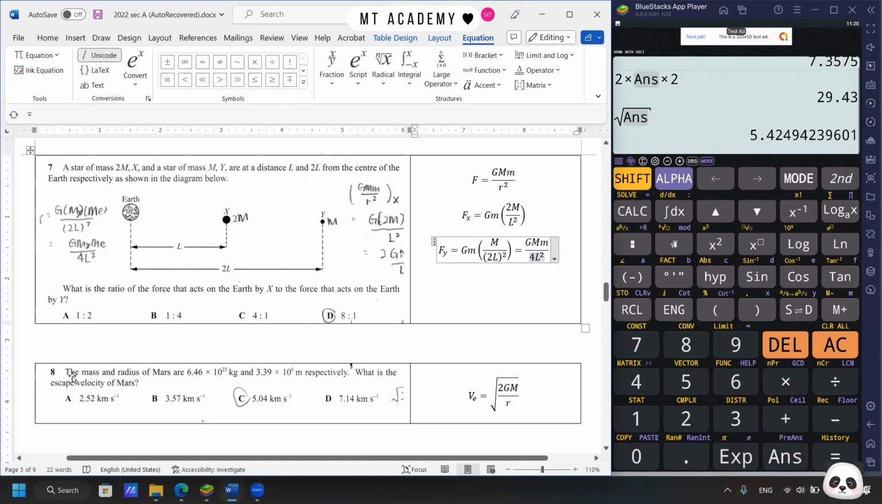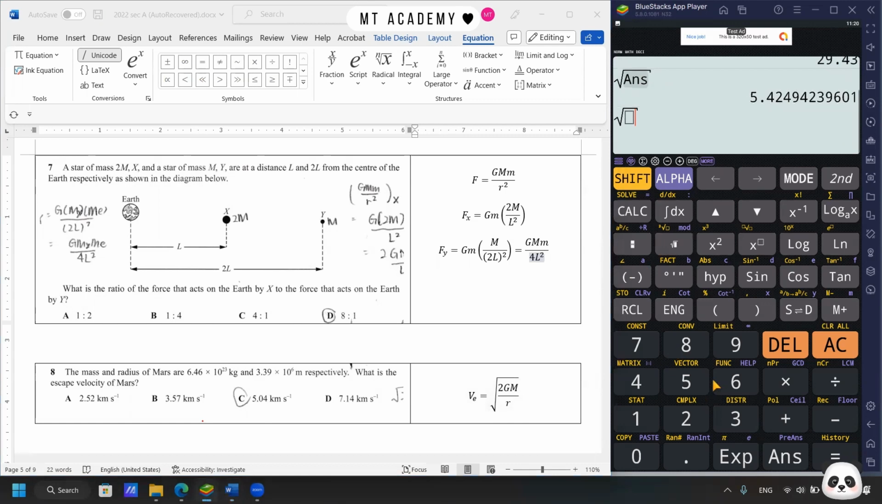We move on to question 8. The mass and radius of Mars are given. What is the escape velocity of Mars? We have learned how to derive the formula that escape velocity is the square root of 2GM over r. So just apply the formula: the square root of 2GM over r. So the answer would be about 5,000 meters per second, which is also 5.04 kilometers per second.